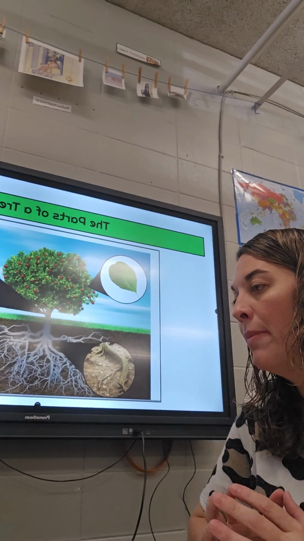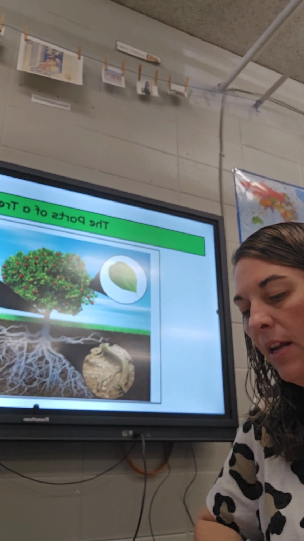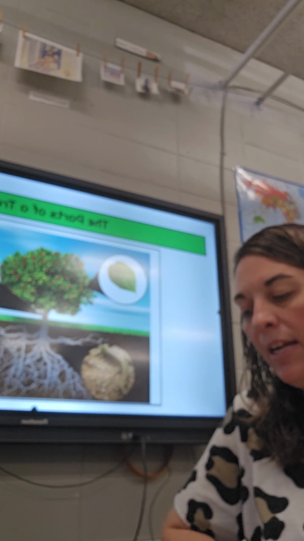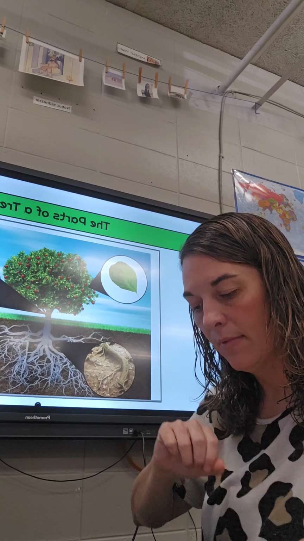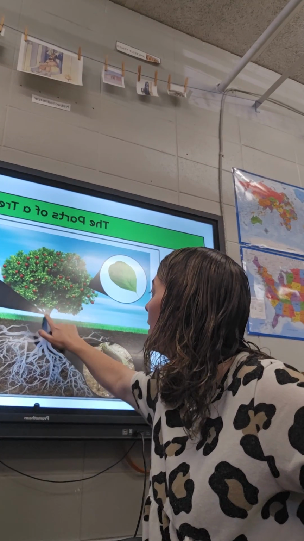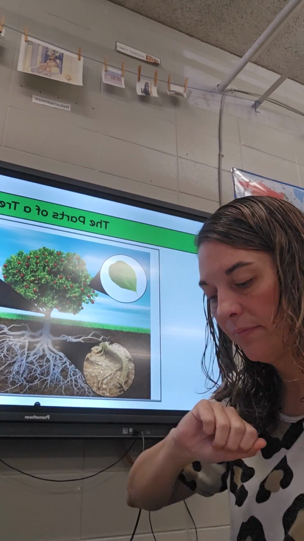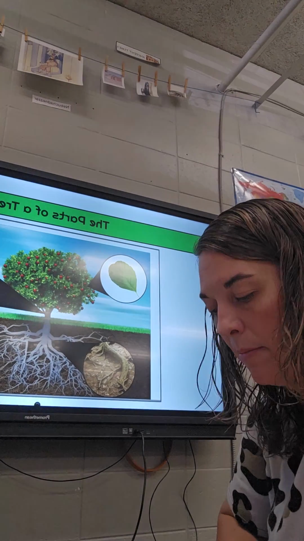All right, now we're going to talk about the parts of a tree. Let's review the different parts of a tree. Do you remember what the main stem of a tree is called? The main stem of a tree is called the trunk. That's this part, right? All the branches of the tree grow out of the trunk. You see right here the branches growing out? Are those apples? Yeah, it looks like an apple tree.